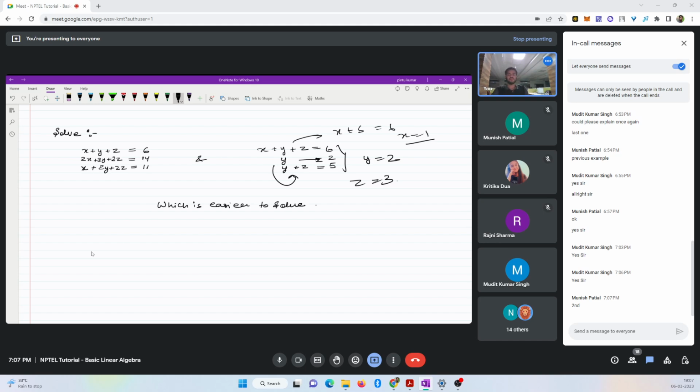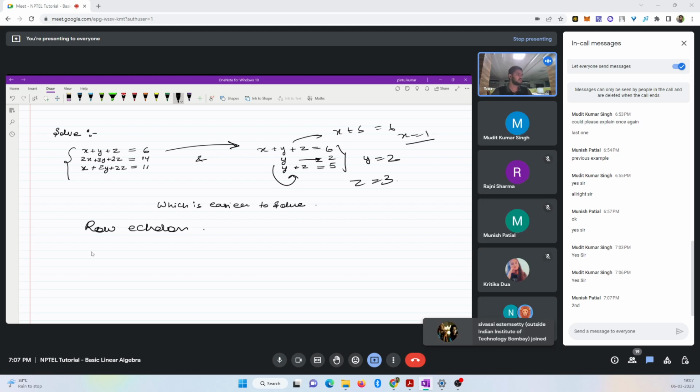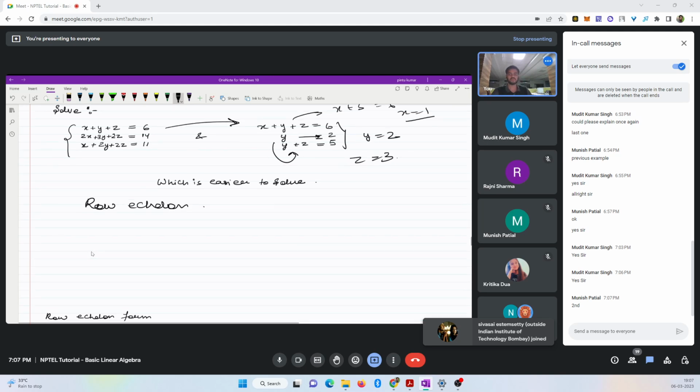So what is this row echelon reduction? We try to convert our system of equations into a simpler form like this, so that after that we can just compute it directly from there on. Okay, so this is what we do in row echelon form.